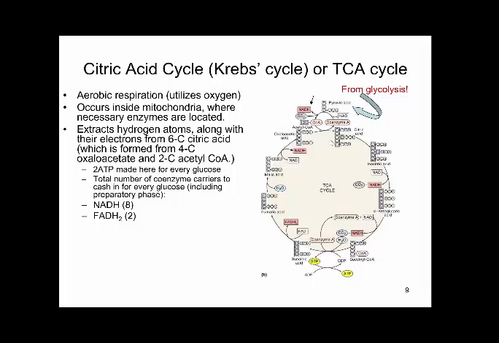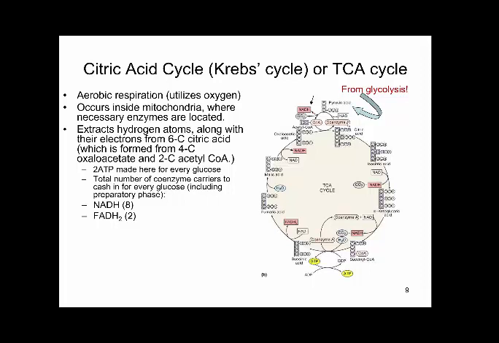Pyruvate cannot directly enter the Krebs cycle. It must first be prepared. It must first have a carbon removed. So we need to take this 3-carbon chain down to a 2-carbon chain. This is what I call the preparatory phase.